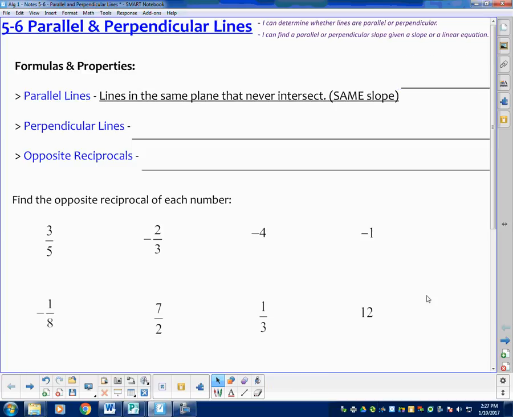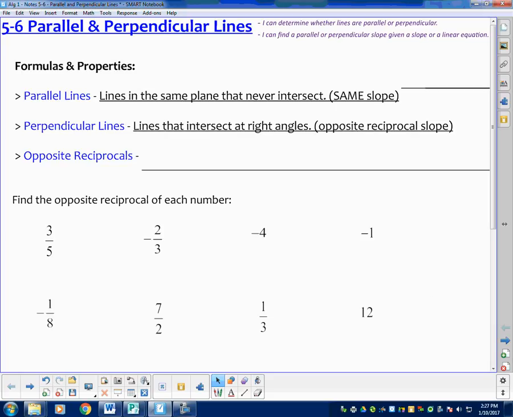Okay? And perpendicular lines, what do we know about perpendicular lines? They do cross. They cross at what kind of an angle? A right angle, or a 90-degree angle, right? If they cross at any other angle, then they're not perpendicular, they're just intersecting lines. If they cross at a 90-degree angle, then they are perpendicular. And their slopes are opposite reciprocal.